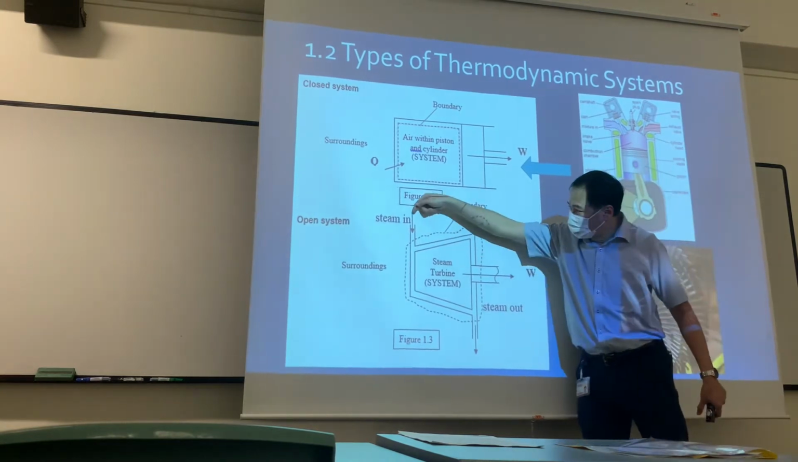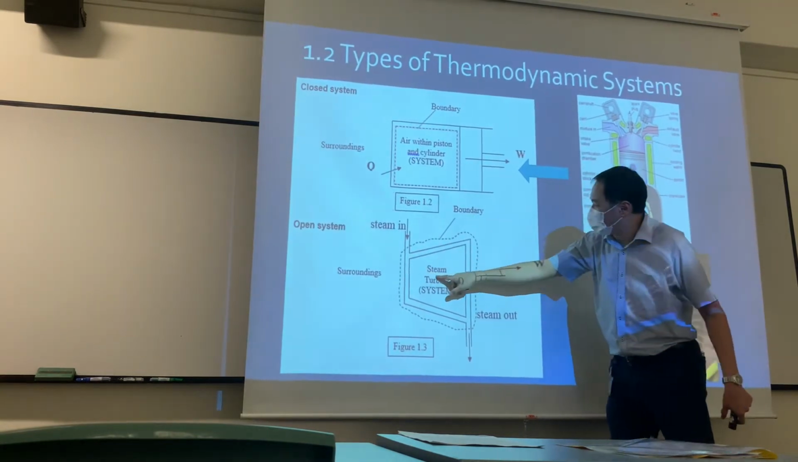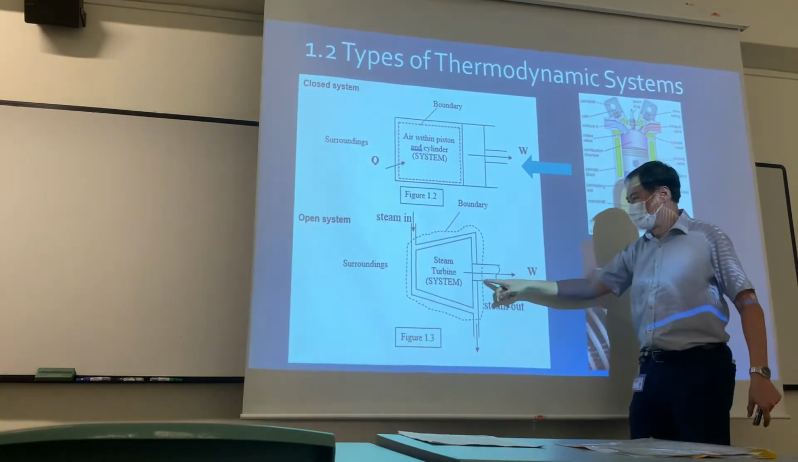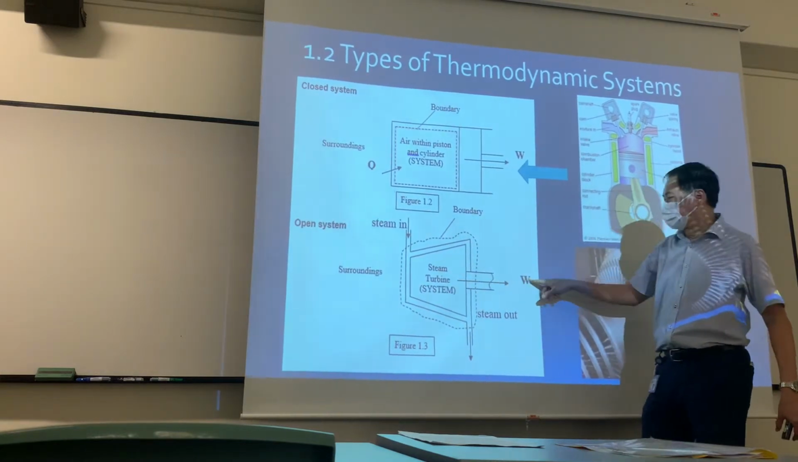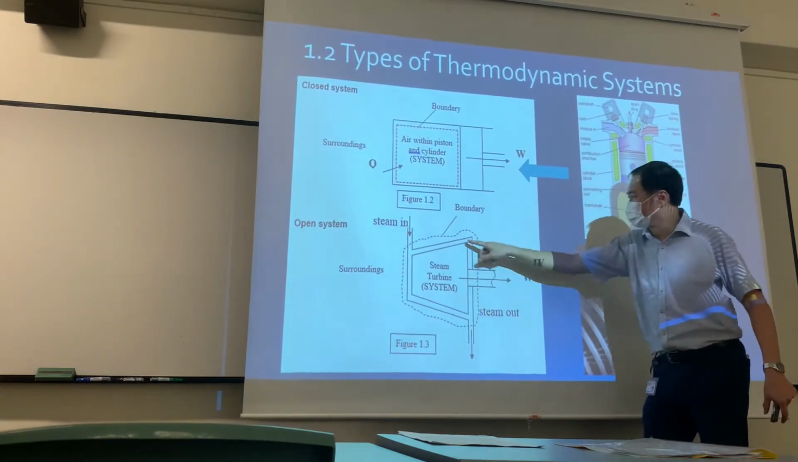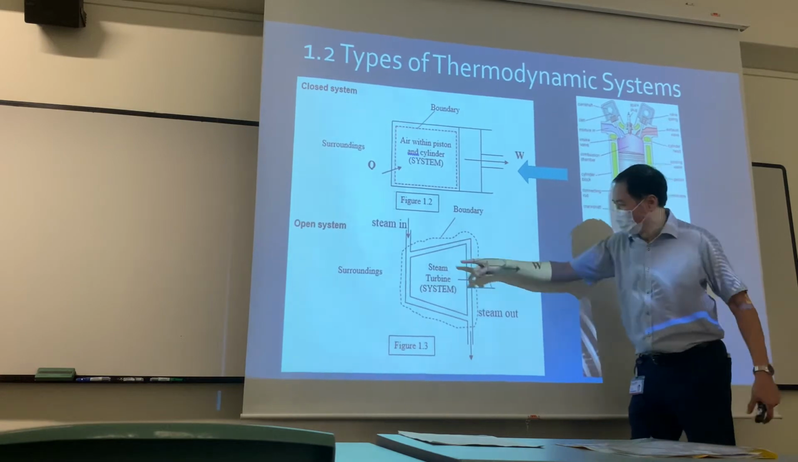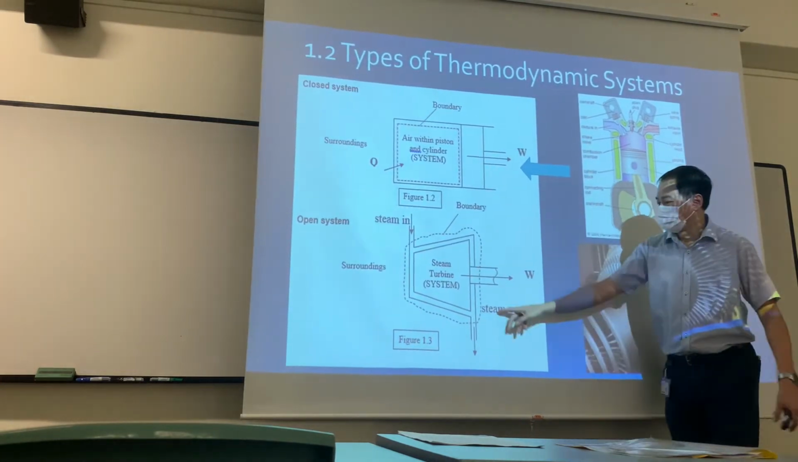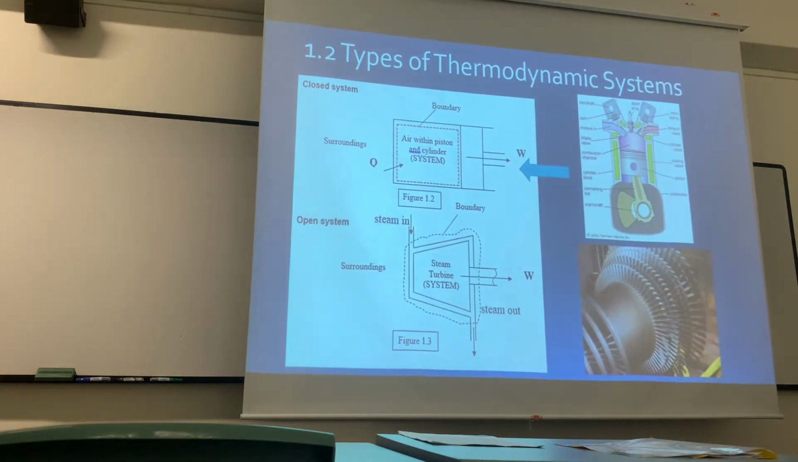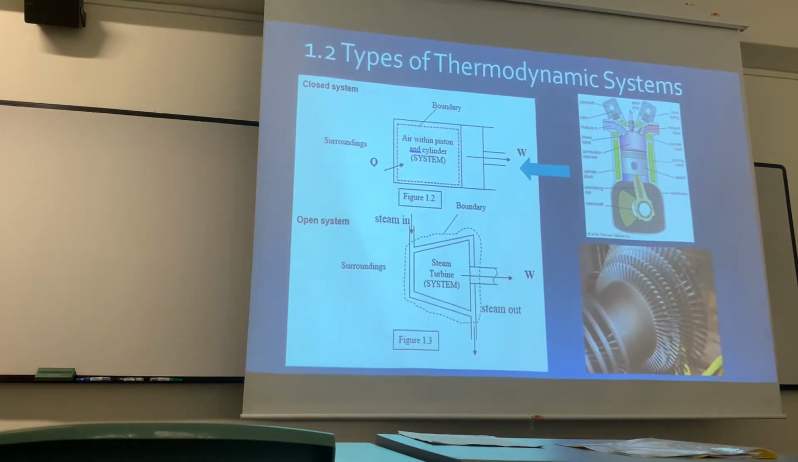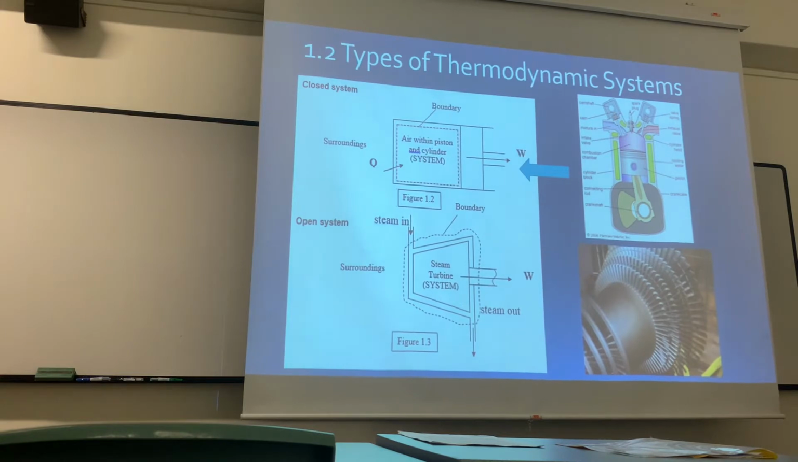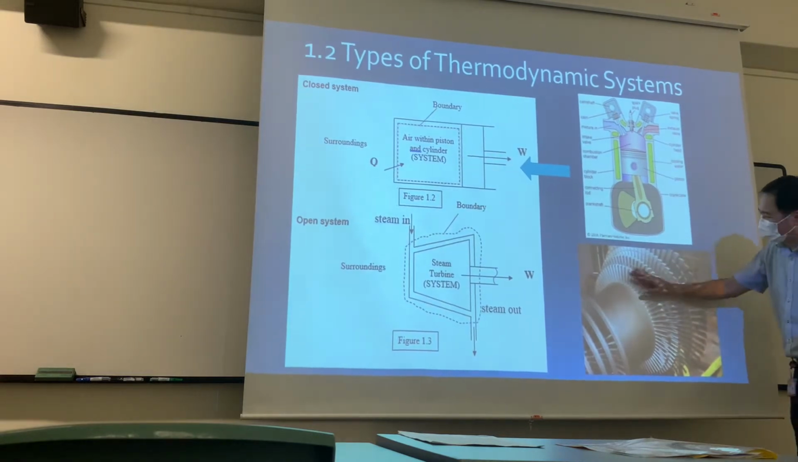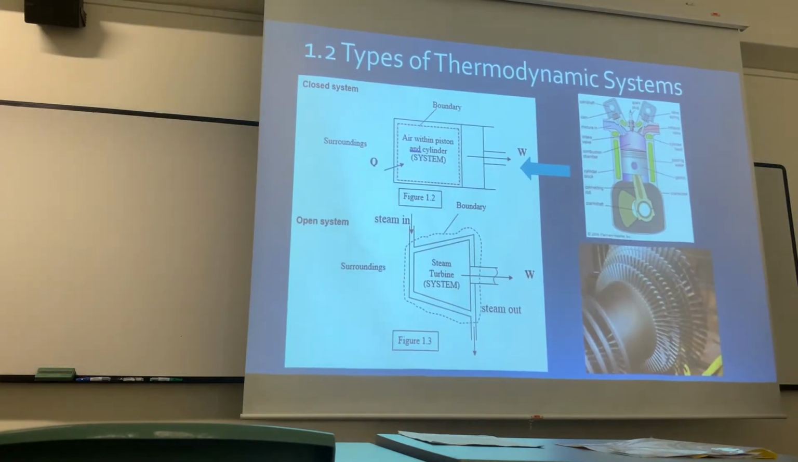The steam comes in, expands inside the turbine, and causes the turbine to run. When the turbine runs, it produces work done. So the work done crosses this imaginary boundary. Then the steam after expansion goes out from the other end. Steam coming out. So this is the imaginary boundary. You cannot really see it, but you imagine there's a boundary like that.